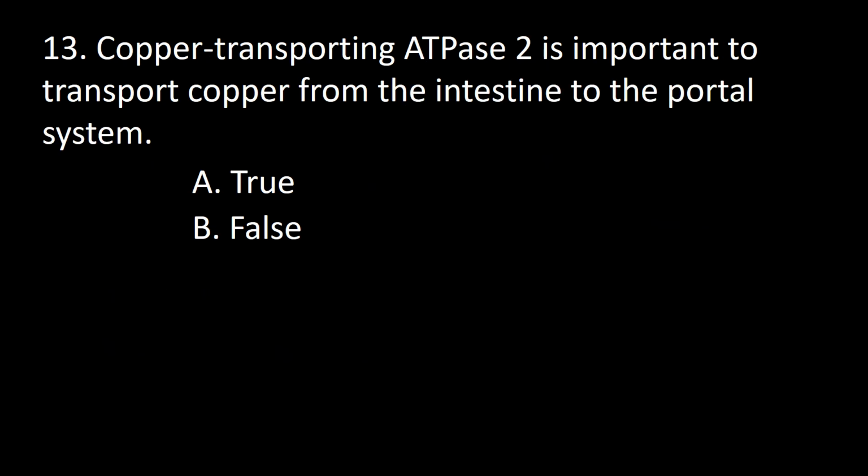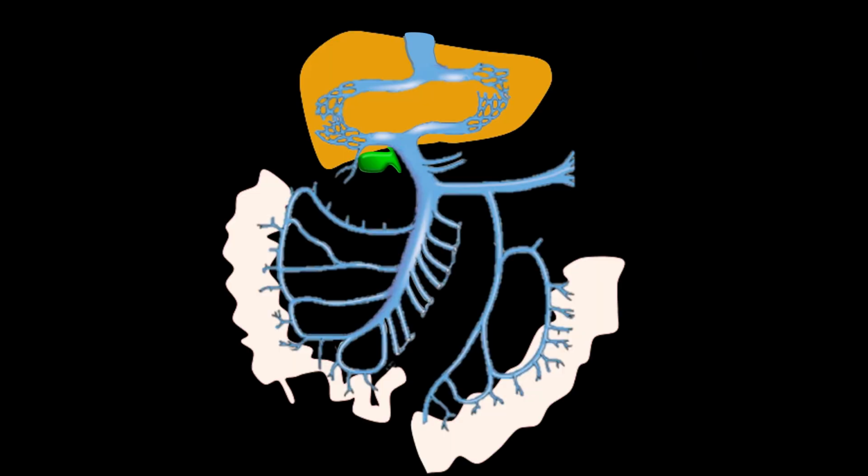Next question. Copper transporting ATPase2 is important to transport copper from the intestine to the portal system. A, true; B, false. This is a representation of the portal system. I will use it to explain copper metabolism. Copper is normally ingested with different food sources.